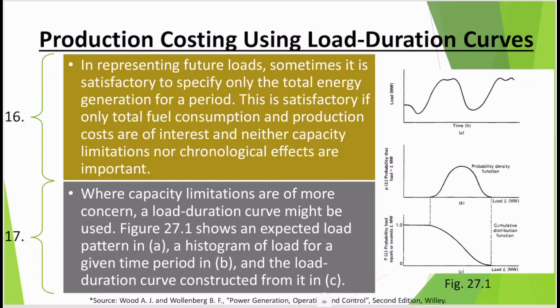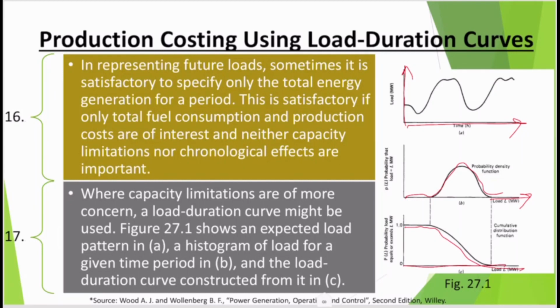You plot load on the y-axis, and the x-axis is actually time. So the load keeps on changing from hour to hour, and then you can have a probability density function. This is how the probability density function will look, and this is my load, and this is the probability of load equal to L megawatt, which can also be extended to the probability that load is equal to or greater than L megawatt. Then the characteristic will be plotted like this.